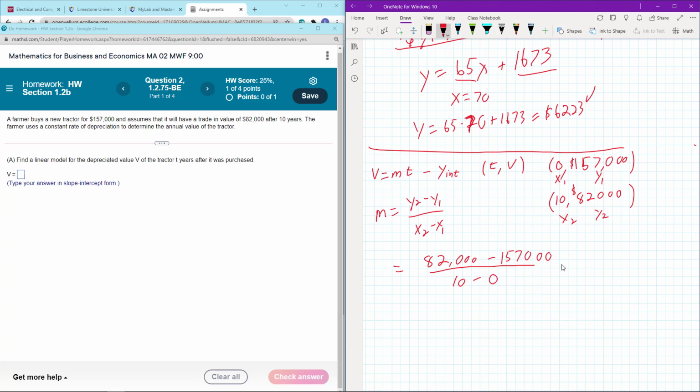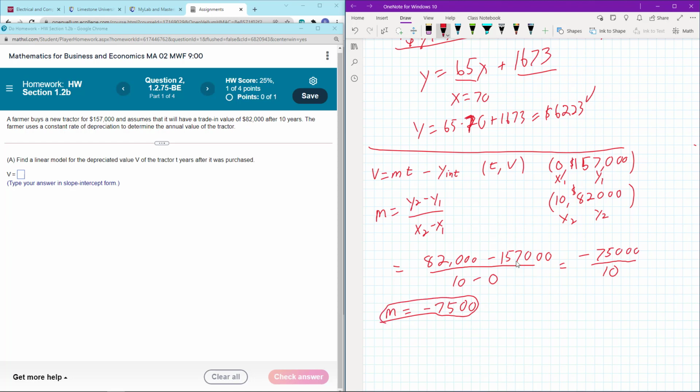82,000 minus 157,000 is going to be equal to negative $75,000. All right, divided by 10 minus 0, which is 10. And if you do the division, you will have that m is equal to negative 7,500. Okay, so that's our m.